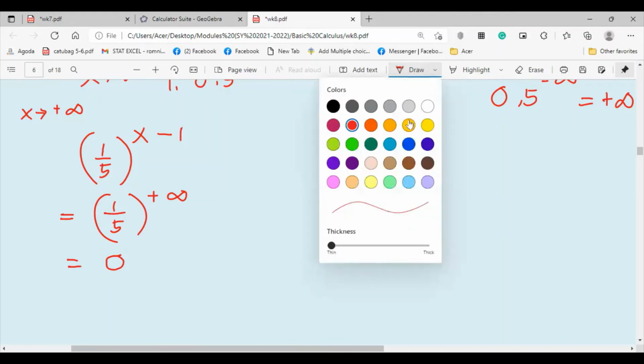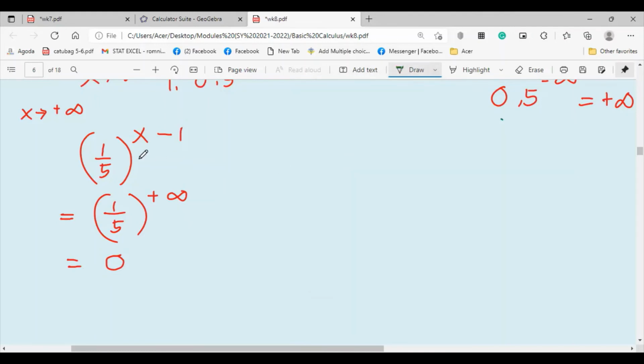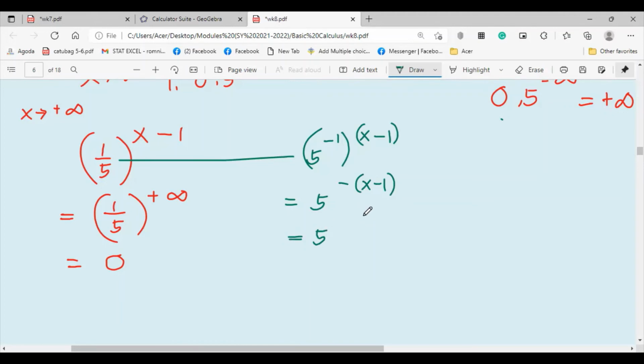So, paano kapag nire-write mo, tinan mo yung relasyon nilang dalawa. Paano kung nire-write mo si 1/5, naging 5 raised to negative 1 siya? 5 raised to negative 1 times x minus 1 will now give you 5 raised to negative of x minus 1, which is equal to 5 raised to negative x plus 1. And when you now integrate, x keeps on increasing infinitely. You now have 5 raised to negative, okay, this is positive infinity. Okay, bali wala na ang 1, walang bearing. So meron kang 5 raised to negative infinity.